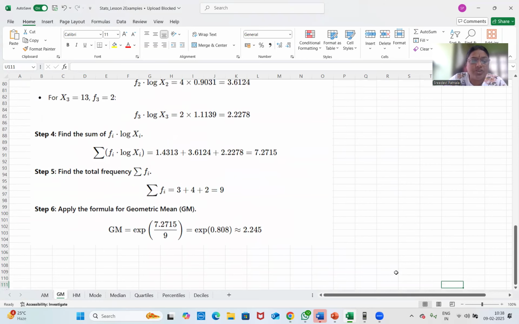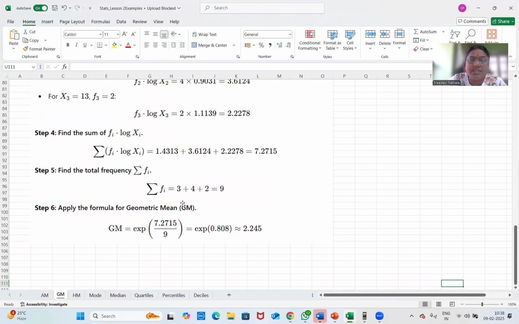Then finally, the formula is exponential of 7.2715 divided by summation of fi. Summation of fi is nothing but your frequency sum, so 9. If you use a calculator, 7.27 divided by 9 comes to 0.808.